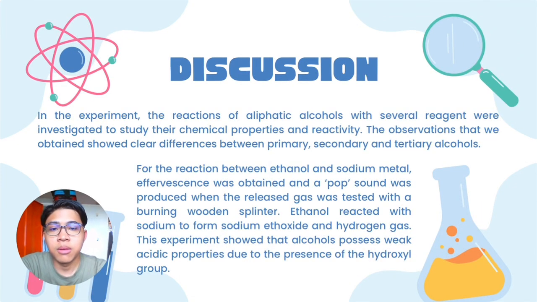Assalamualaikum. For the next part, I'm going to talk about the discussion. In the experiment, the reaction of aliphatic alcohols with several reagents was investigated to study their chemical properties and reactivity. The observations that we obtained showed clear differences between primary, secondary, and tertiary alcohols. For the reaction between ethanol and sodium metal, effervescence was obtained and a pop sound was produced when the released gas was tested with a burning wooden splint. Ethanol reacted with sodium to form sodium ethoxide and hydrogen gas. This experiment showed that alcohol possesses weak acidic properties due to the presence of the hydroxyl group.